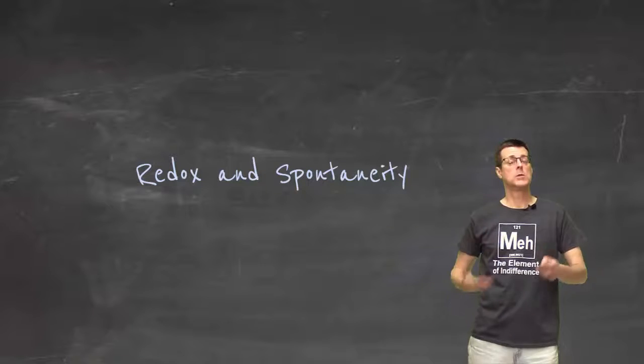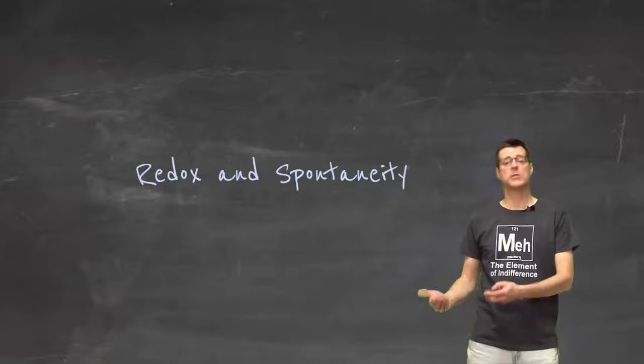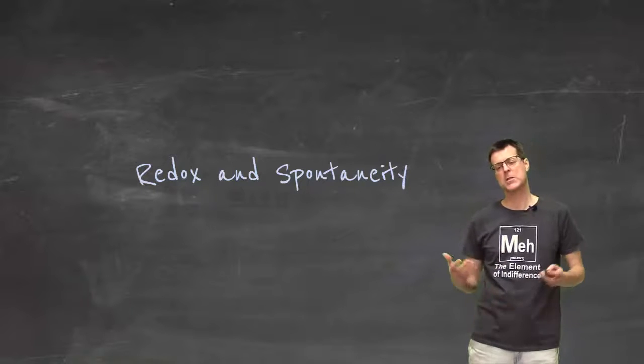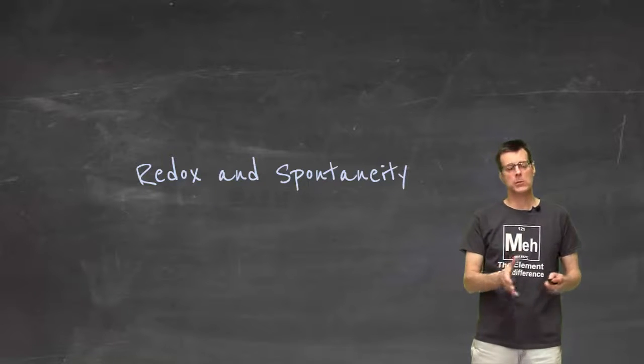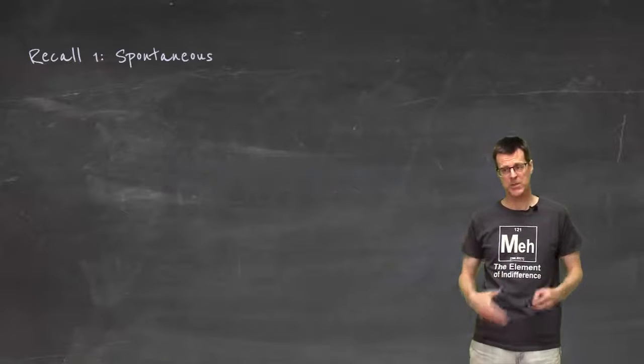Right, so we know a little bit about redox reactions. We know how to recognize them. We know what an oxidizing agent is and a reducing agent, although we'll review those concepts in a minute. What we want to know is how do we predict whether or not a reaction will be spontaneous or not. So a couple of reminders.